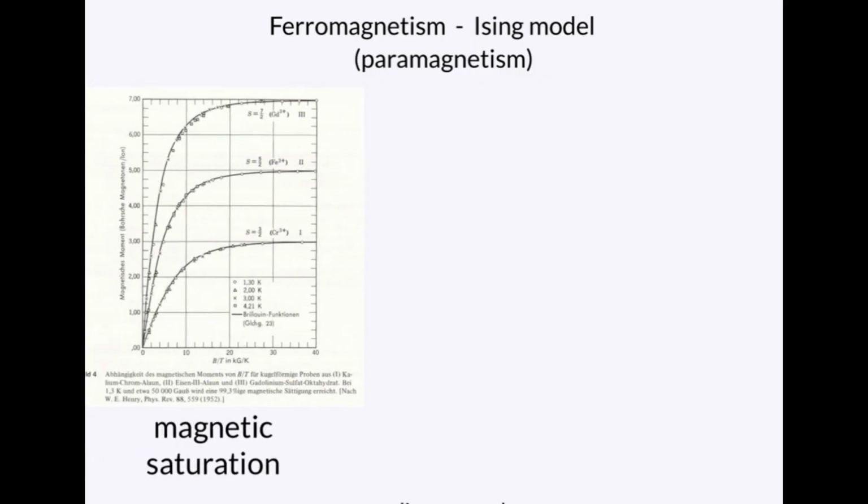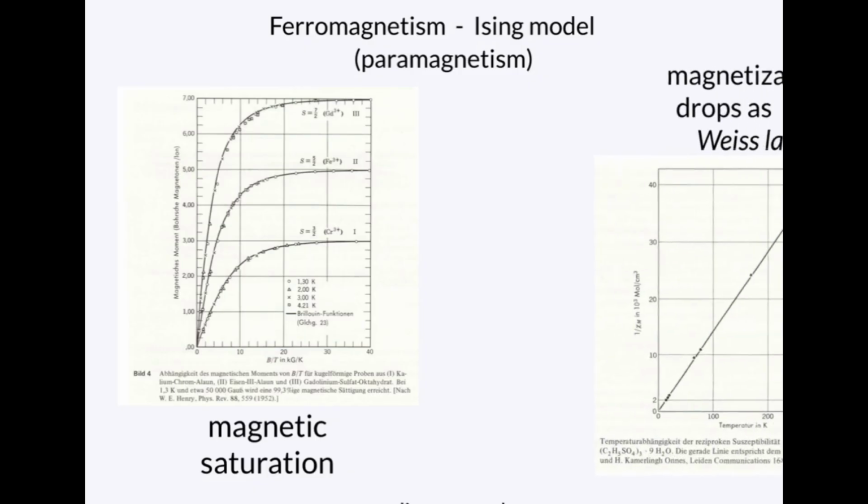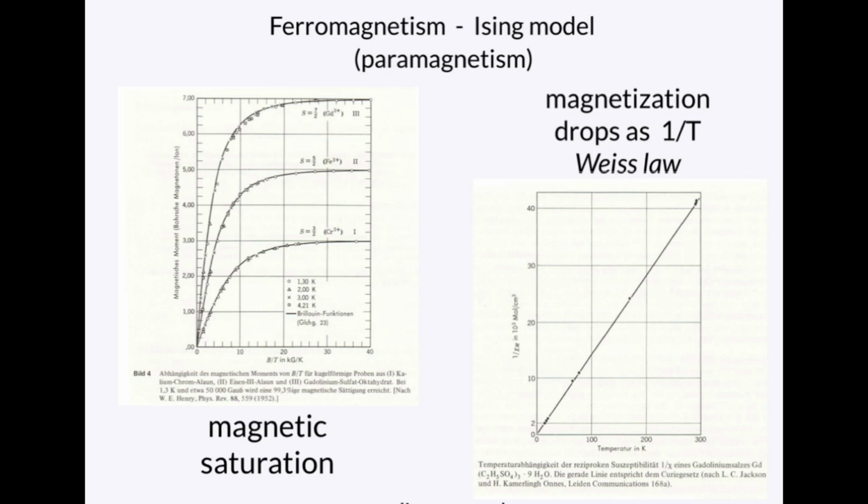Paramagnetism we discussed in one of the earlier tutorials. What we found there is that we could explain the magnetic saturation behavior of the substance simply given by the limited number of magnetic moments in a substance that saturate at a given field, and we could explain the typical temperature dependence of the magnetization that drops like 1 divided by T, given by the Curie-Weiss law. Today we will look into the ferromagnet.